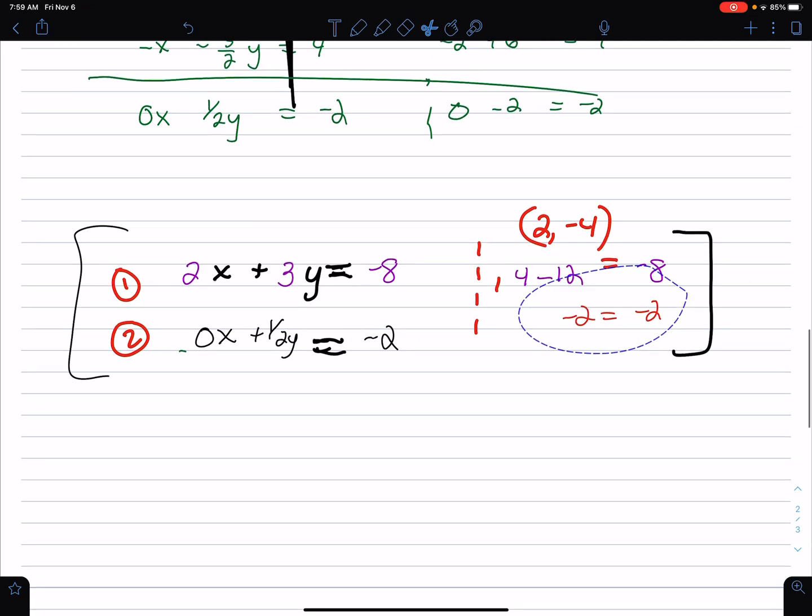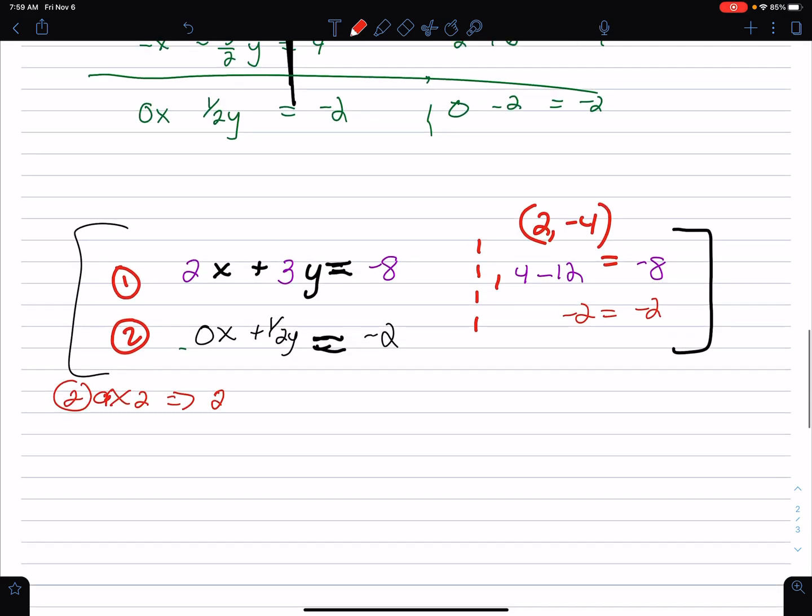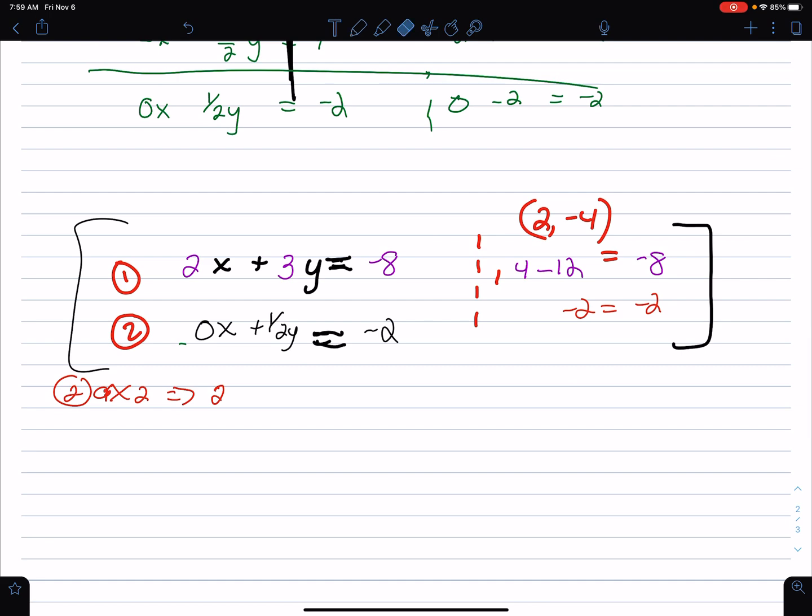Well, I can find y. I'm going to take that second fact and multiply it by 2, and I want that to be my new second fact. Because if I do that, 0 times 2 is still 0, but 2 times 1/2 is now 1. Then I have to multiply that by 2 as well, and I have to multiply all my facts by 2. So this would just turn into -4 is still equal to -4. Right, but do you see now that I've isolated this, I know what y is explicitly.